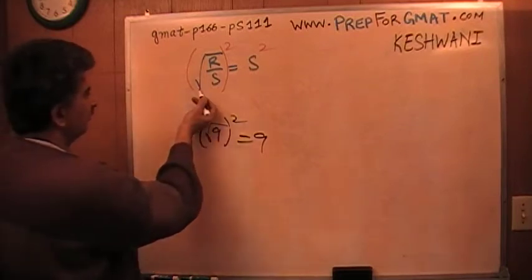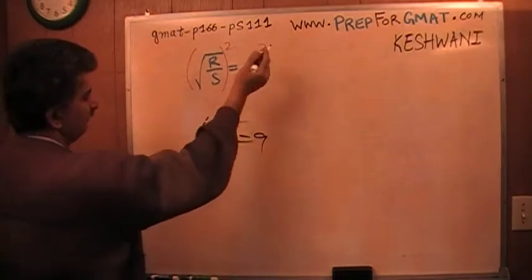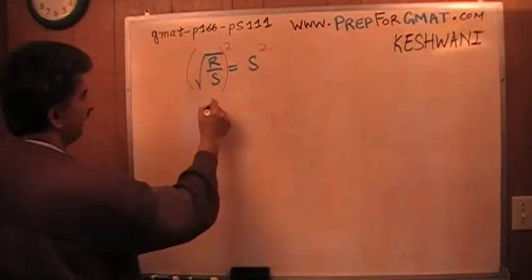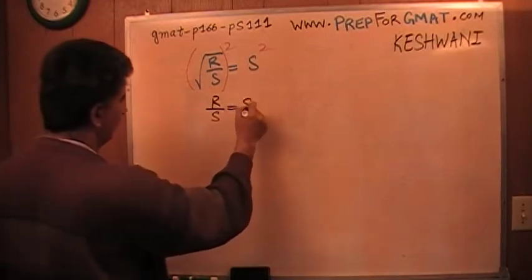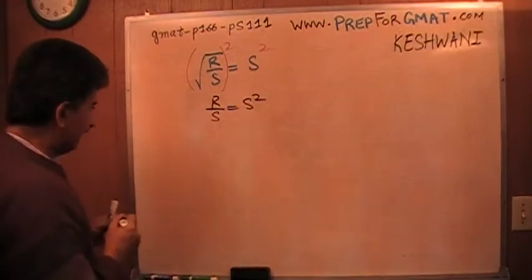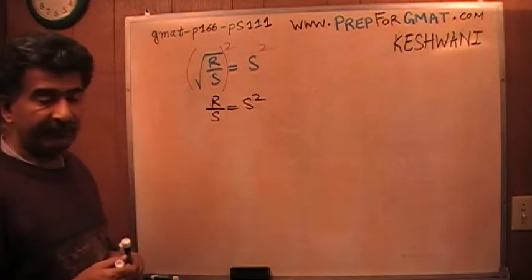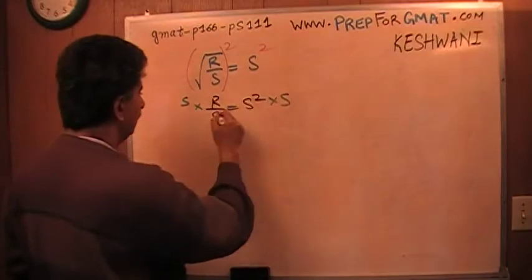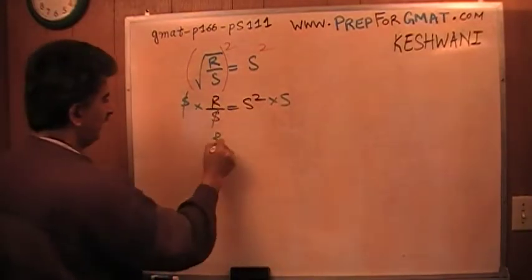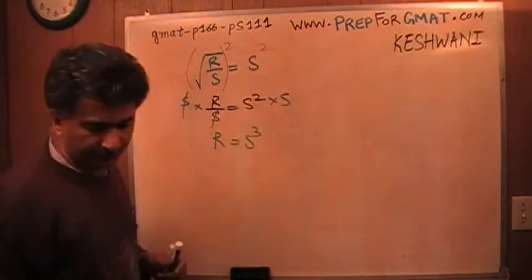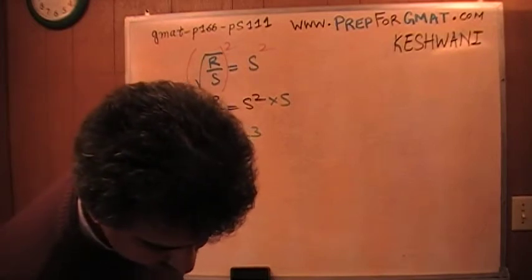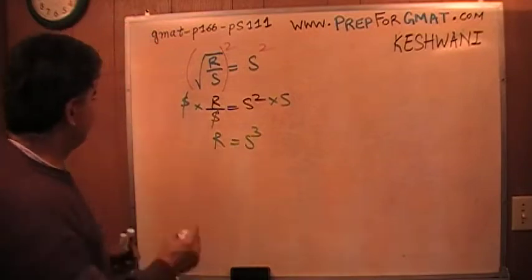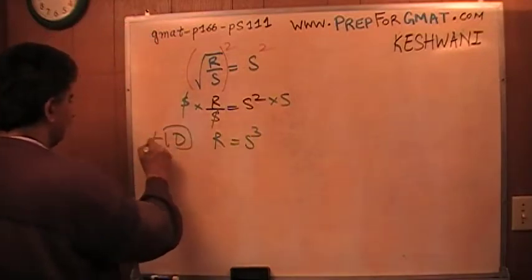So I want to get rid of the square root sign, so I'm going to take the square of the whole thing and square the other side. That will get rid of the square root sign, and that tells me that r over s is s squared. Since I'm looking for r, since I'm interested in the value of r, multiply both sides by s. That takes care of this thing, and r is s cubed. That's all. The answer is D. That's all it is.